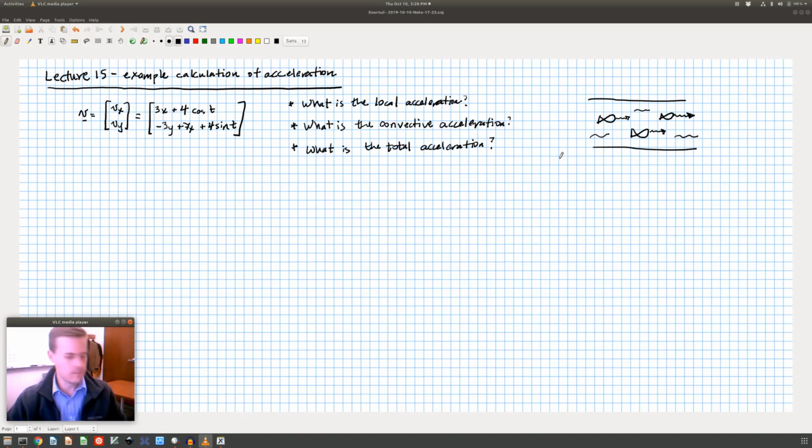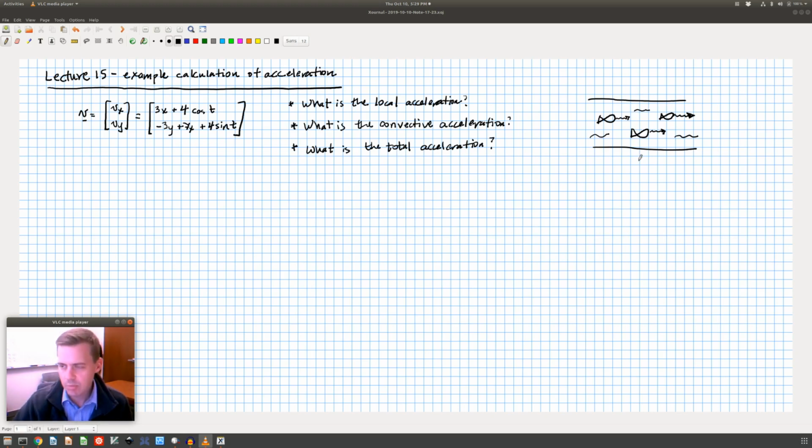Hi everyone. So today I'm going to talk a little bit about how to calculate acceleration. So I talked in class about acceleration and these different ideas of local acceleration and convective acceleration and then total acceleration, which is the sum of the local and the convective acceleration.